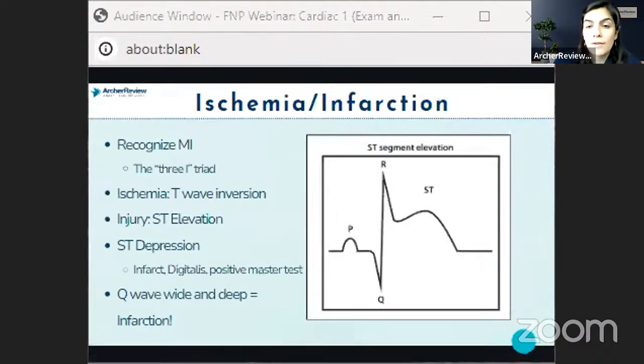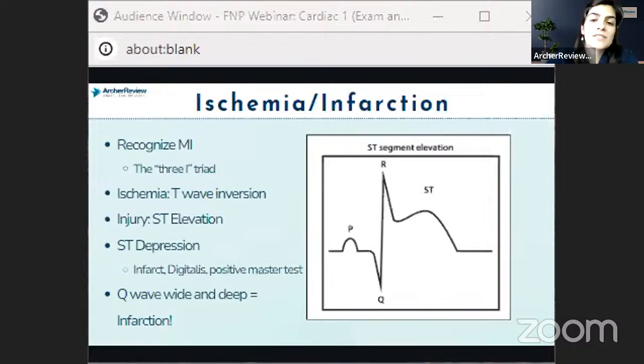All right, this is a very important slide, so I want you to pay attention to this part. We do not want to miss ischemia, injury, or infarct, right? As you know, the heart supplies its own blood. The heart derives its own blood supply from the coronary arteries. The 3 I triad, ischemia, injury, infarct, is the basis for recognizing and diagnosing myocardial infarct. So what does that mean?